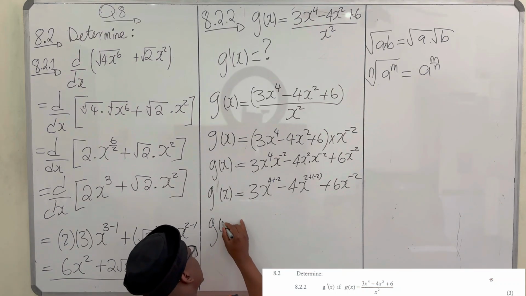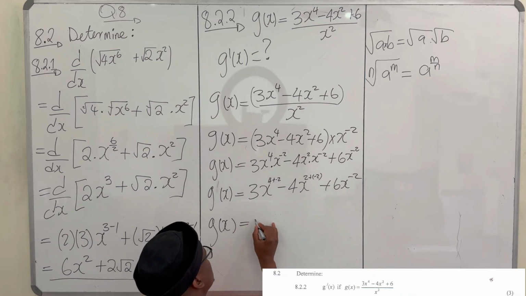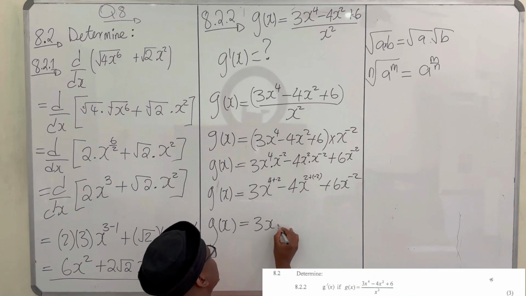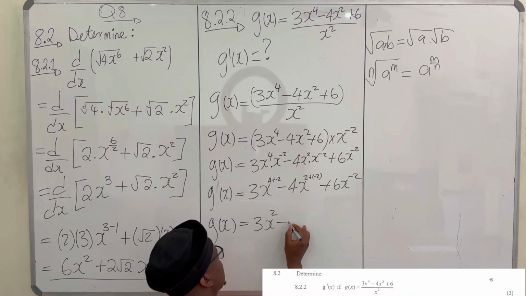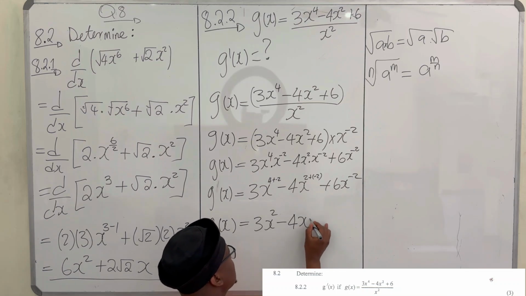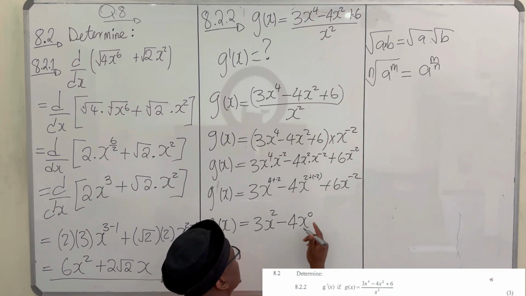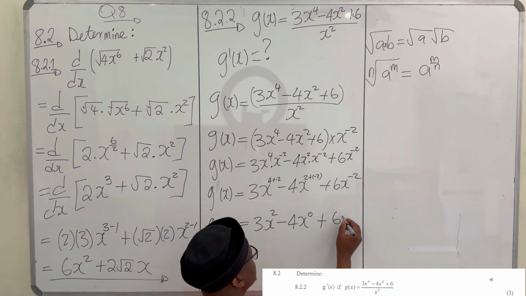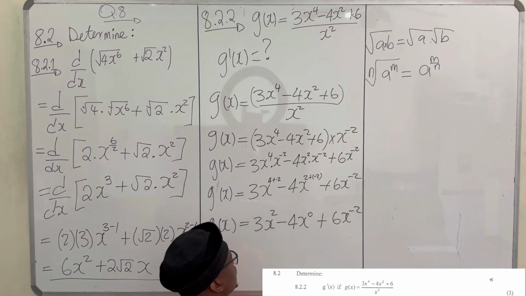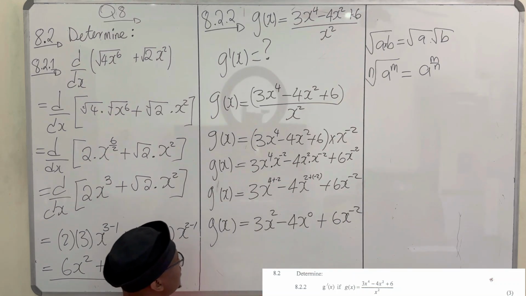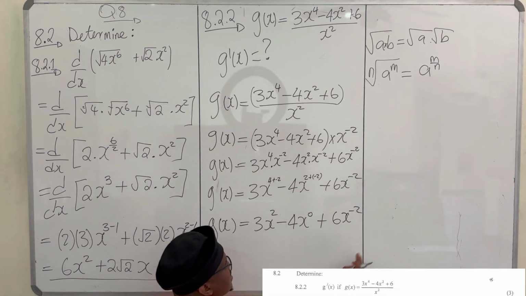So g of x is equal to what? g of x is equal to 3x raised 2, minus 4x raised 0, which is 1, plus 6x raised minus 2. Right? No problem. So from here we can derive, because we don't have a variable as a denominator.